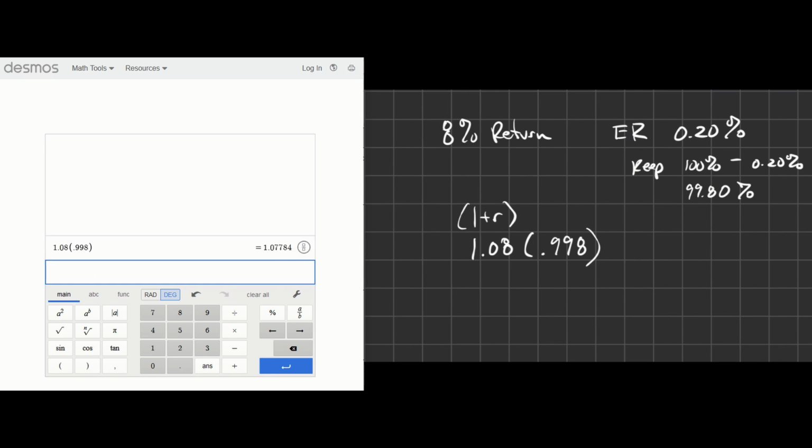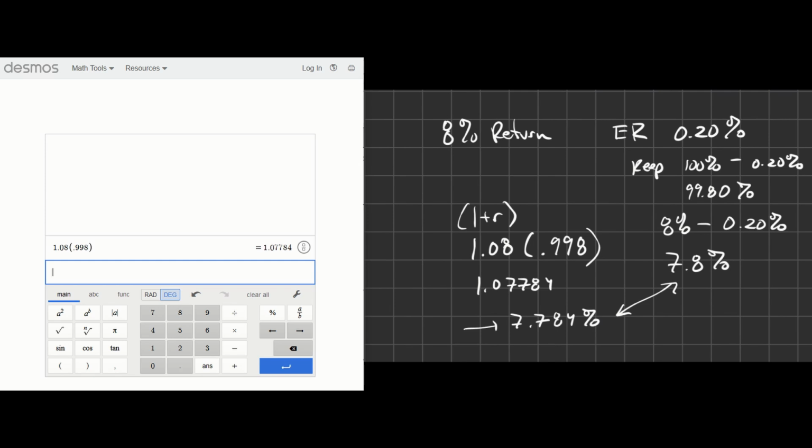Okay. And if I run this in the calculator here, you'll see that you get 1.07784. So that's going to be about a 7.784% return. That's how much you'll actually make after the expense ratio is factored in. Now notice that that's different than if you had just taken 8% and subtracted the 20 basis points. You would have ended up with 7.8%, which is higher than what you actually do get.